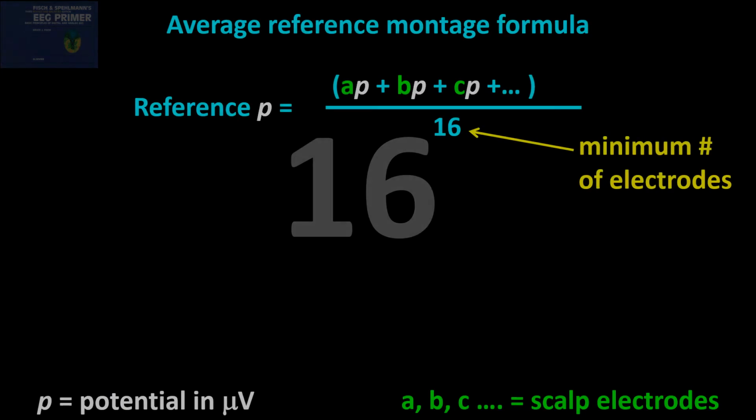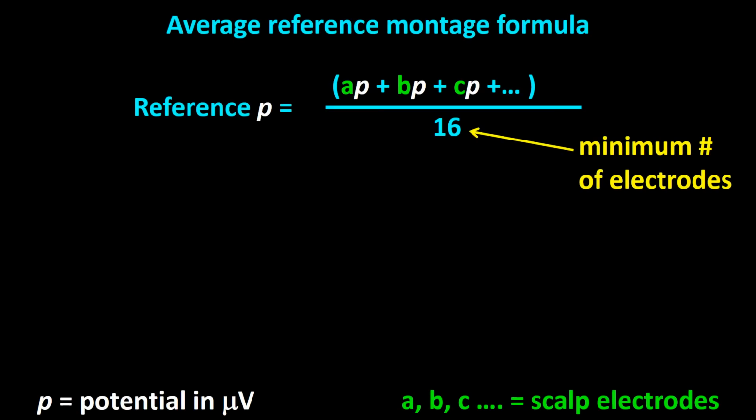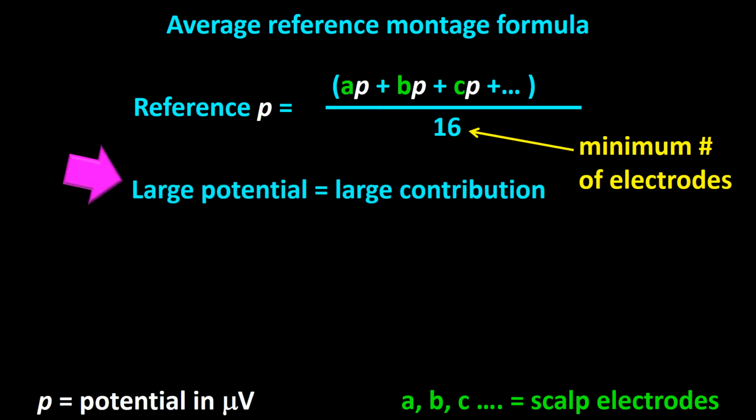That is, if we accept that 16 are the least number of electrodes that can be used to construct an average reference montage, then this formula becomes appropriate. It implies that the power of the reference electrode corresponds to 1/16 of the value of each electrode used. Hence, a large potential will make a large contribution.